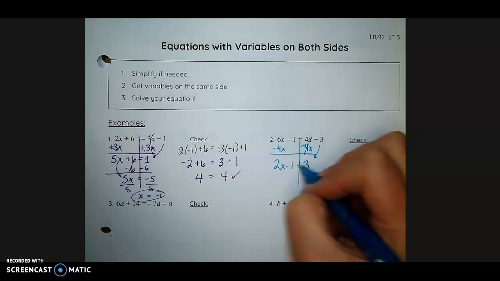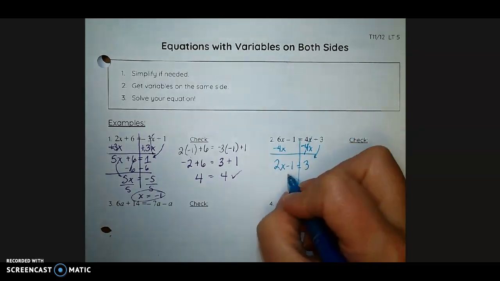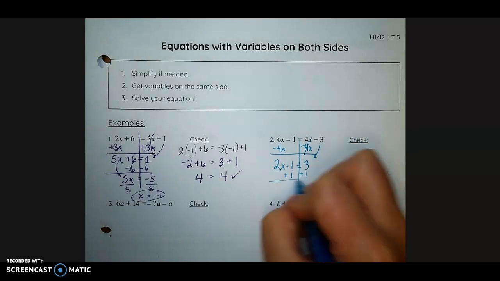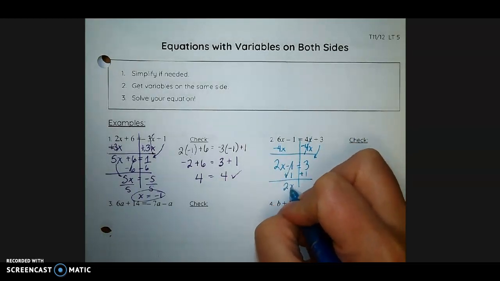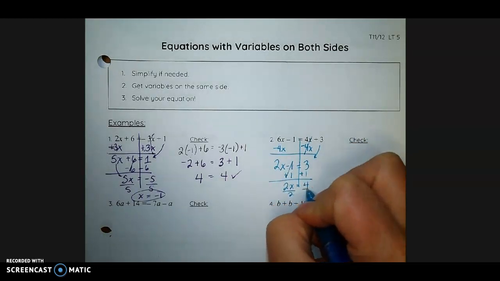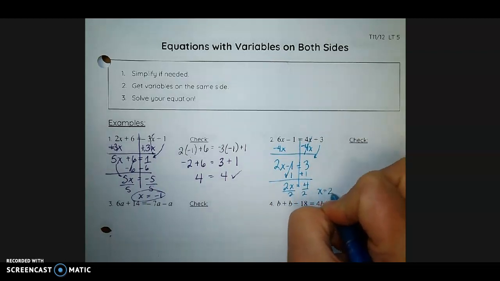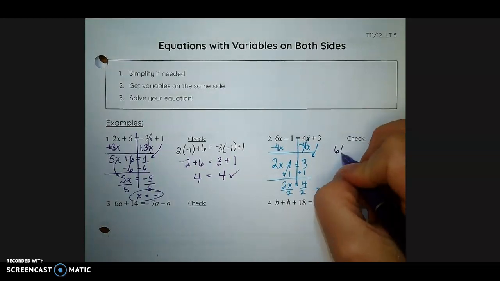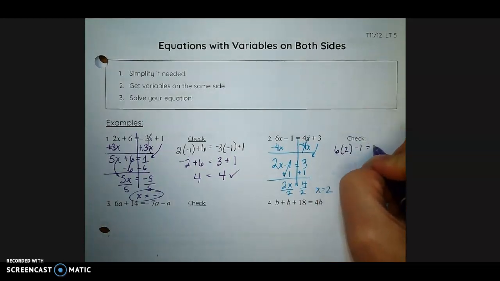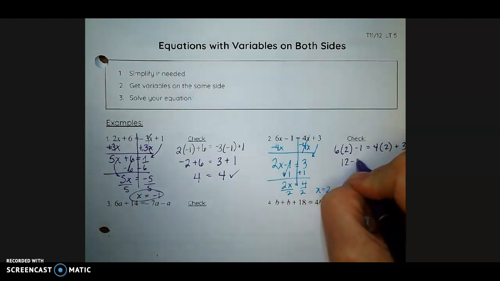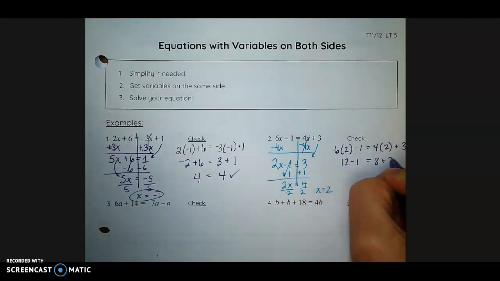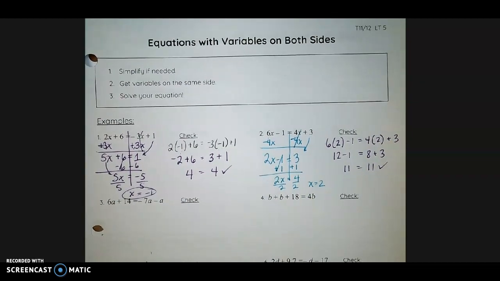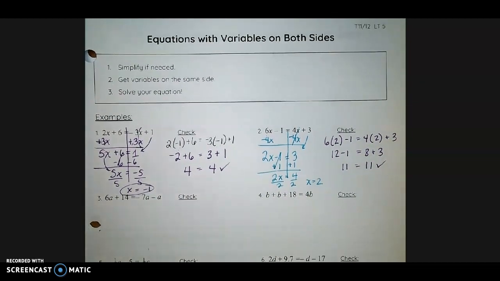And I get 2x minus 1 equal to 3, and I add 1 to both sides. We get x equals 2. When I go back up here and I plug those in, I find that my answer is correct.